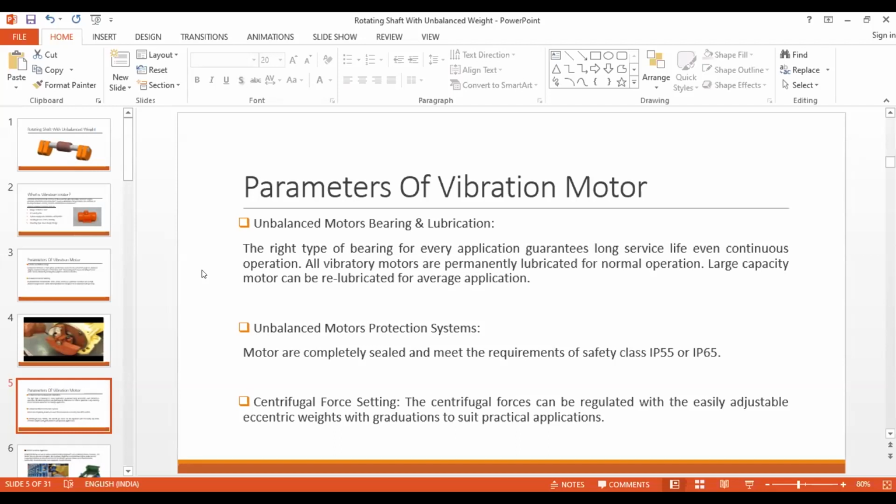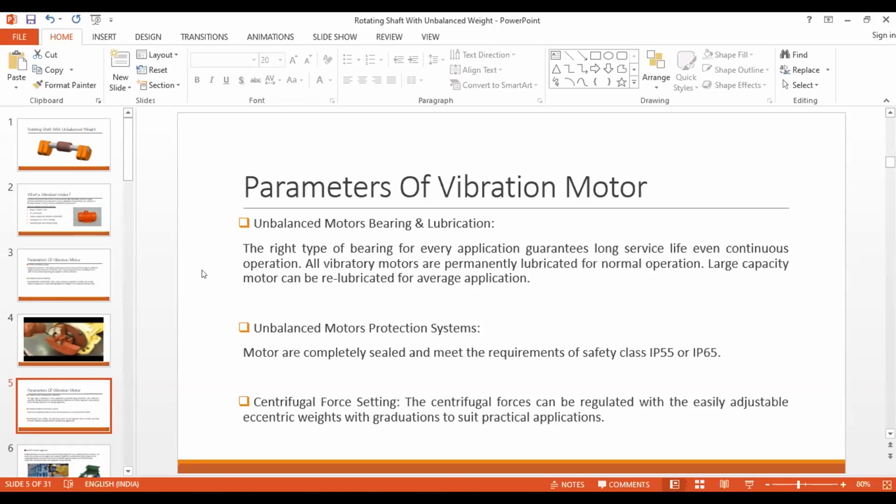Another reason behind that is that a cylindrical roller bearing has line contact, so that is the main reason we are using cylindrical roller bearings for the vibration motor. And these are permanently lubricated for normal applications, and if we want to relubricate, we can use specialized equipment for that.